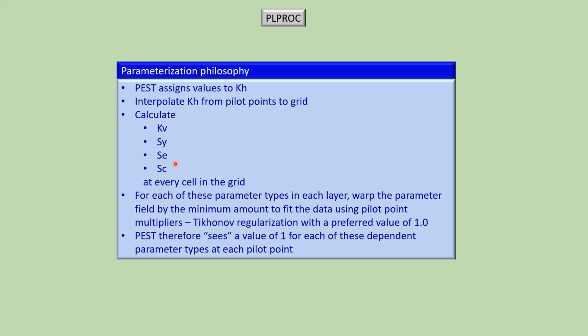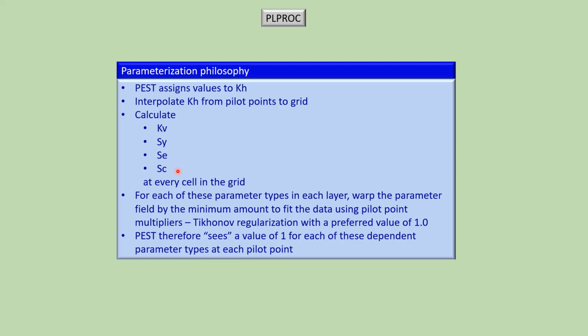Then, for each one of these parameter types in each layer, multipliers were ascribed to the same set of pilot points that we saw previously. PEST then adjusted these multipliers such that we could perturb the KV, SY, SE, SC value assigned to each cell in the model domain. They could be perturbed through multiplication by the minimum amount required to fit the calibration data set. Tikhonov regularization was employed during the inversion process, as it should be, so that perturbations from these regression relationships were only as much as was required to allow a good fit to be attained with the calibration data set.